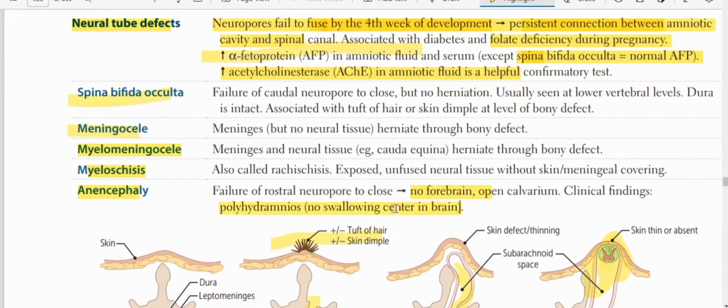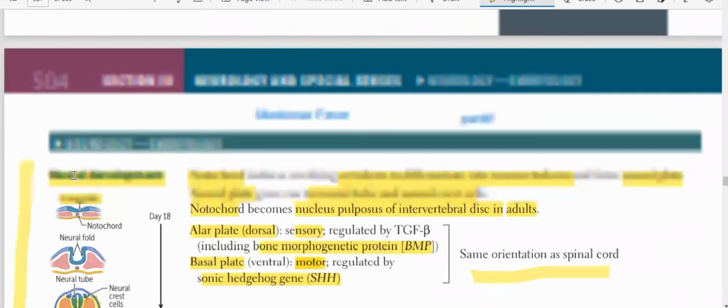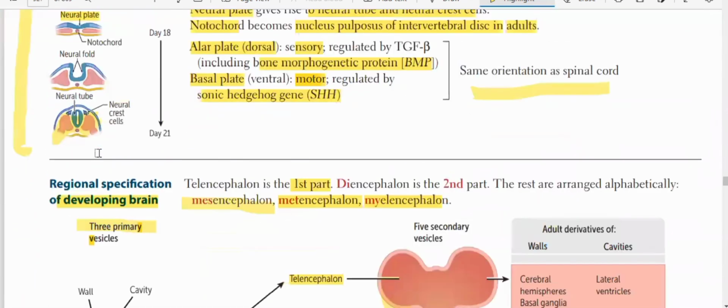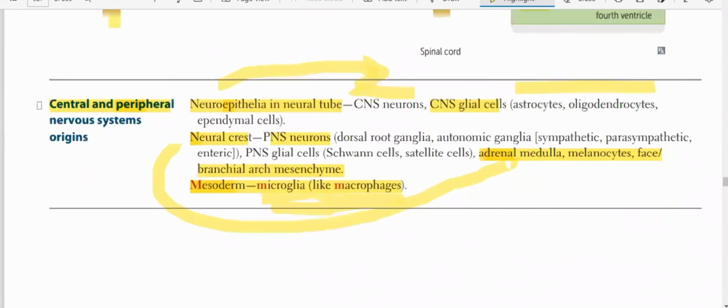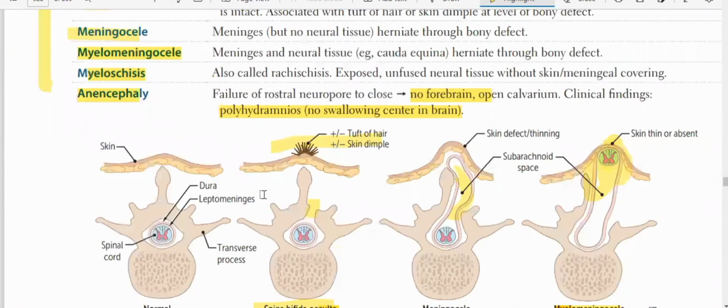The most important thing is that we have discussed neural tube defects. In this lecture we have discussed neural development, then the regional classification of the developing brain, then the central and peripheral nervous system, the relation of neural crest with the adrenal medulla, and the neural tube defects.